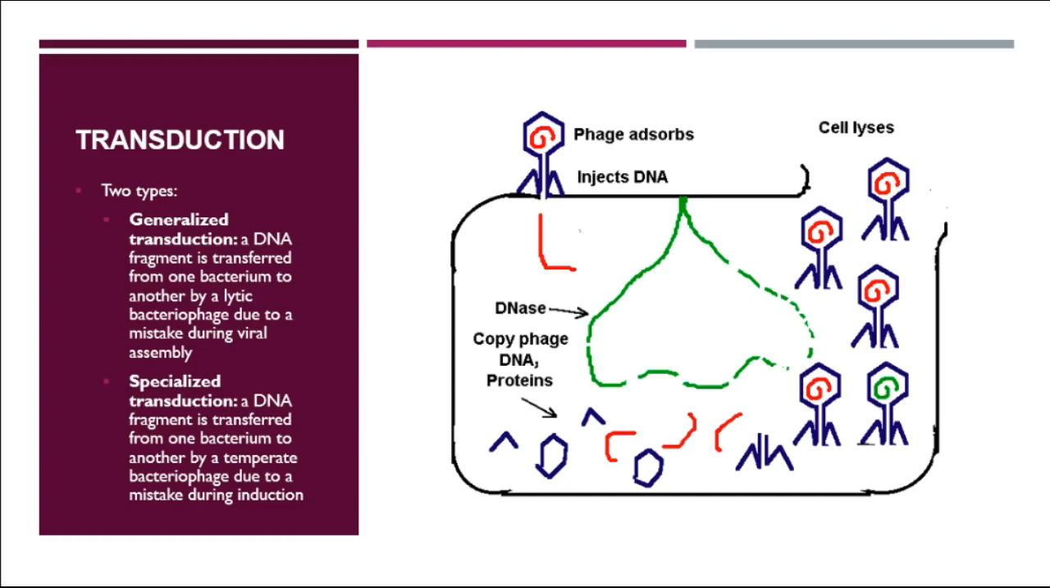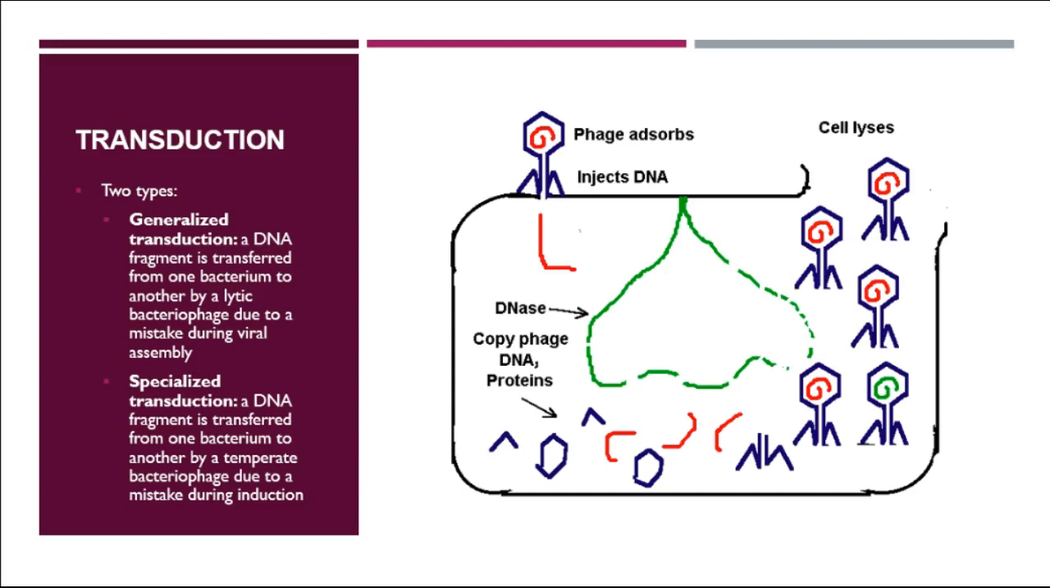The final form of horizontal gene transfer is called transduction, and this process requires a bacteriophage. There are two types of transduction, generalized and specialized, and each one involves a different type of phage, and a sort of different event is taking place. So in generalized transduction, a DNA fragment is transferred from one bacterium to another by a lytic bacteriophage due to a mistake during viral assembly.